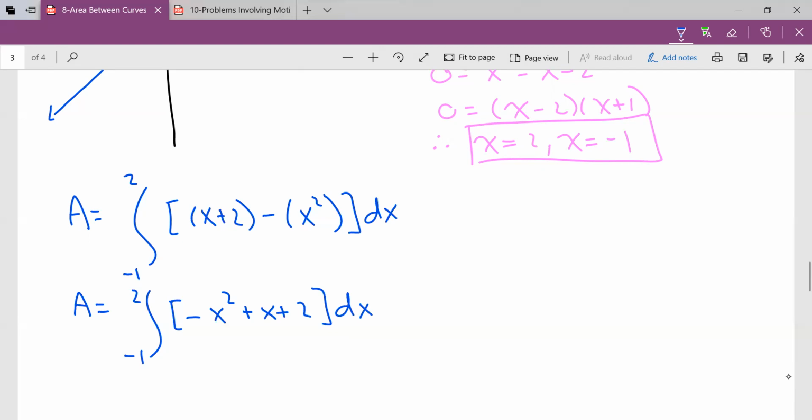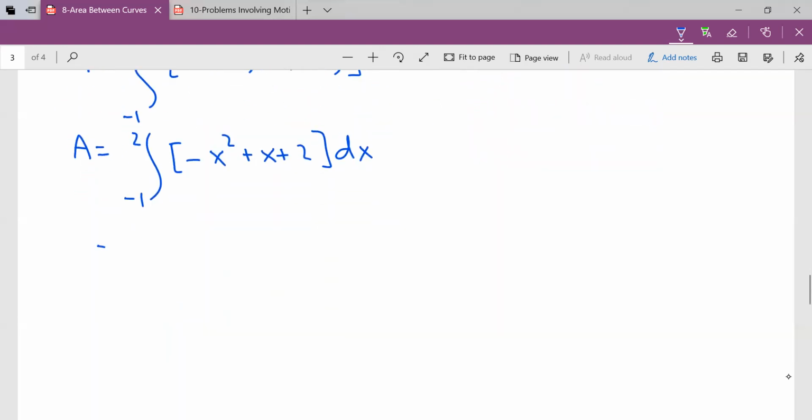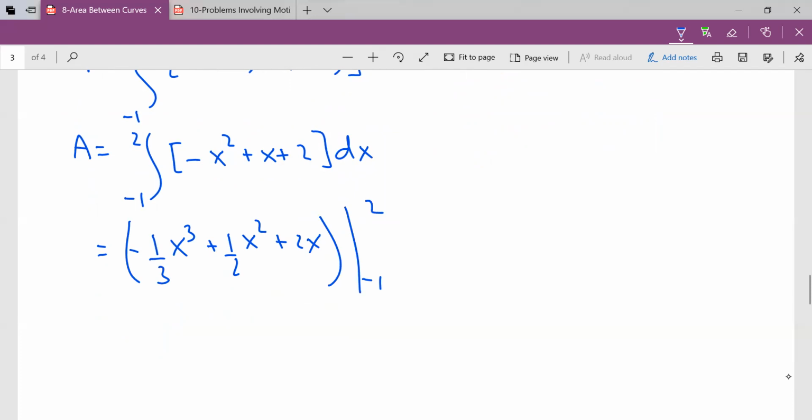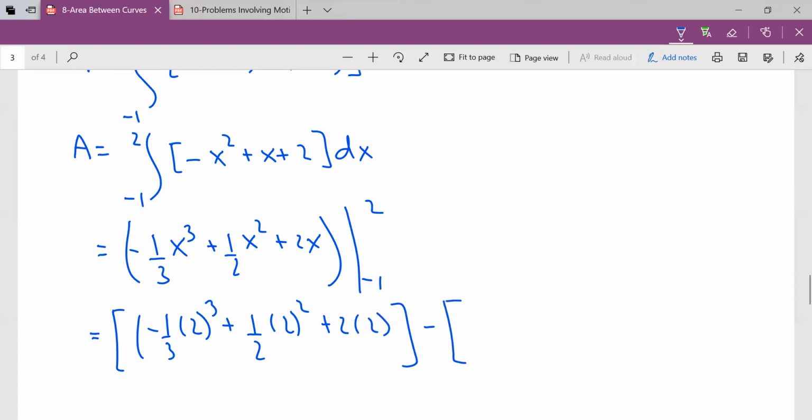Okay, and let's take the antiderivative of this. Well, we know that's -1/3 x cubed plus 1/2 x squared plus 2x, evaluated from -1 to 2. And now, friends, all we got to do is sub those values in. And here we go. -1/3, 2 cubed, just like that, and do it all over again, okay?